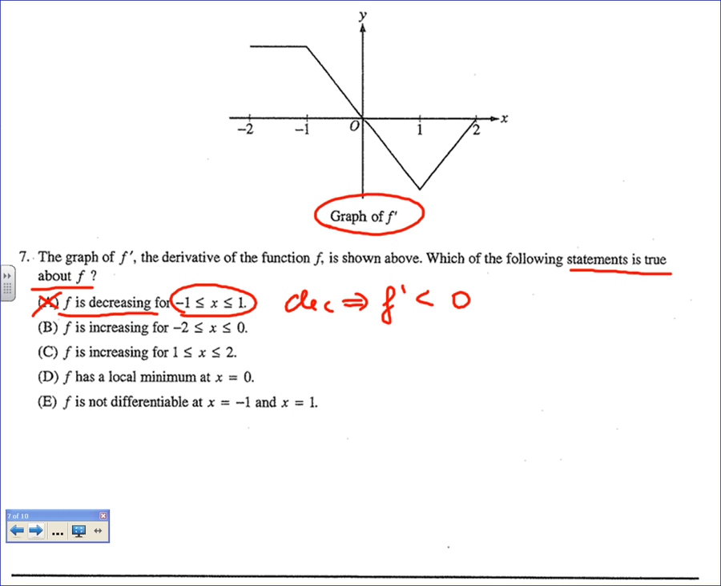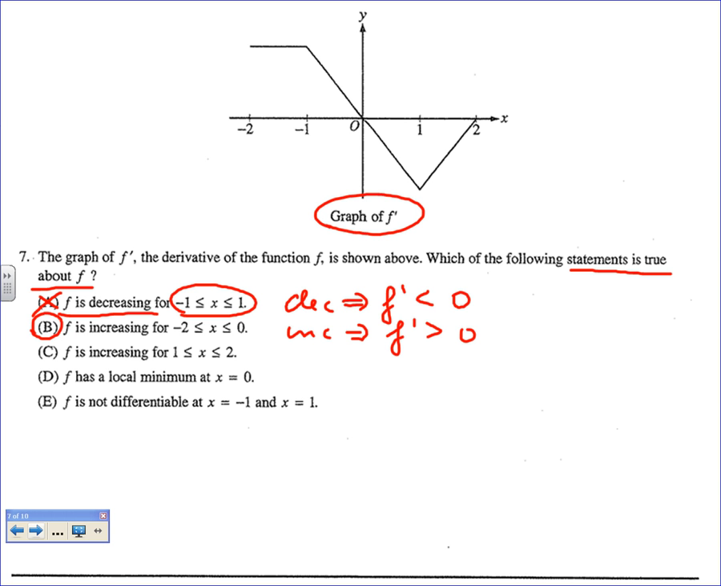F is increasing from -2 to 0. If it's increasing, it implies that the derivative must be positive, and if we look at the derivative graph between -2 and 0, it's positive. So the answer is B.